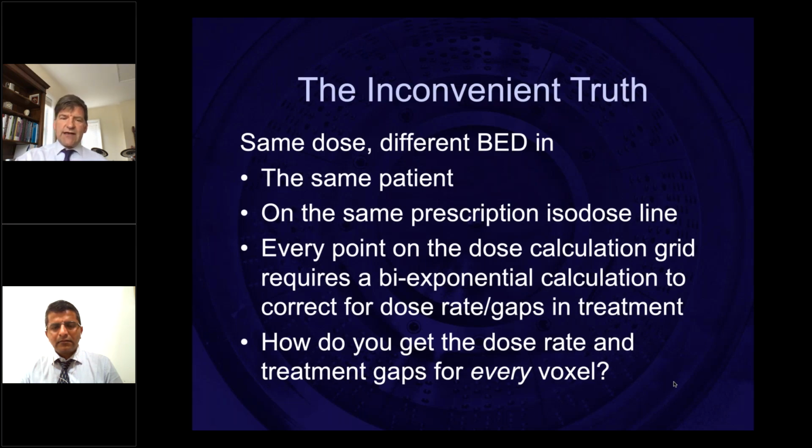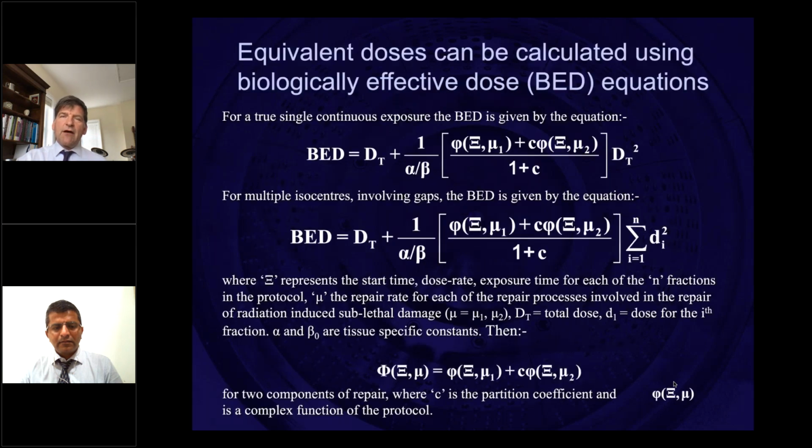How do you get the dose rate and treatment gaps for every single voxel? Well, our research group has a custom version of GammaPlan that allows us to do that. At the moment, we haven't been able to get such a thing for CyberKnife, but it's something we're very interested in looking at. We then need to apply the lower calculation here, the one in the middle of the slide, to every single dose calculation point. And that takes a lot of time.